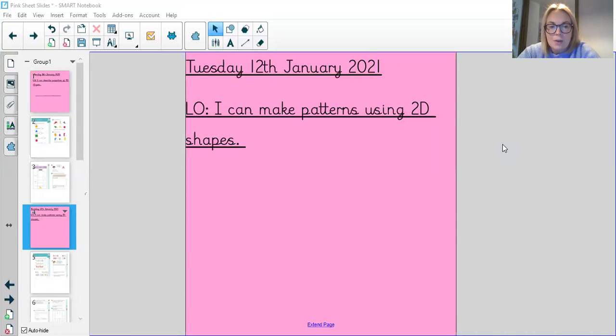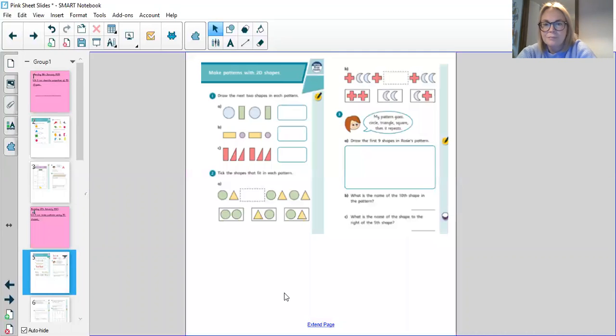Okay, so let's have a look at your worksheet for today. So as you can see, there are some patterns on the sheet. So you've got the first one, 1A, you've got a circle, then a rectangle, then a circle, then a rectangle. And we'd like you to continue, it says to draw the next two shapes in each pattern, so that you continue that sequence, the pattern, so that it stays the same in the order. Okay, so that's the same for A, B, and C.